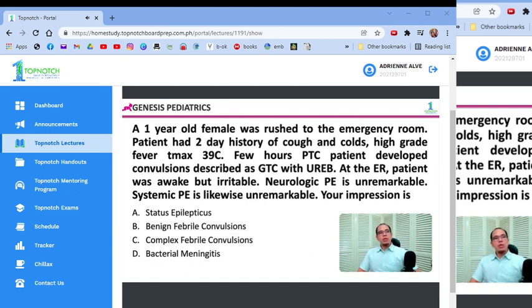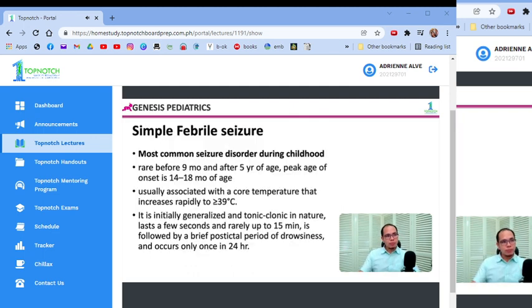What is your impression? So this is a 1-year-old female developing fever and convulsions. The duration is not stated there. Pero yun nga, gising na siya pagdating, neurologic PE is unremarkable. What would be the best answer here? So at this point in time, wala pang ibang information needed given. The best answer would be your benign or your simple febrile convulsions. You have to know the definition of your BFC or your SFS. It's the same, so simple febrile seizures or benign febrile convulsion.